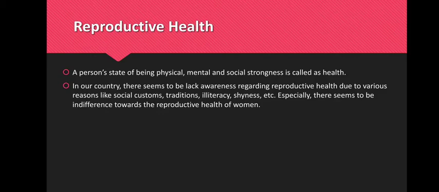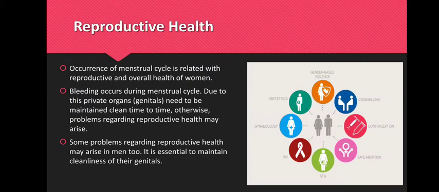Now, people are not even bothered about looking into the reproductive health of a woman, right? Which is, of course, a very important topic. Now, here, as you can see, the occurrence of the menstrual cycle is related to the reproductive and overall health of women. So it is very important to pay attention to this particular topic.